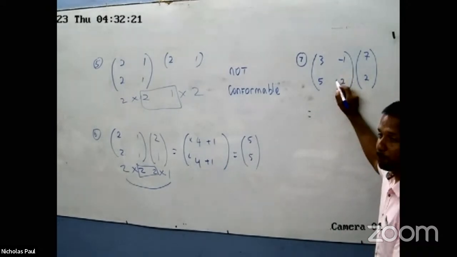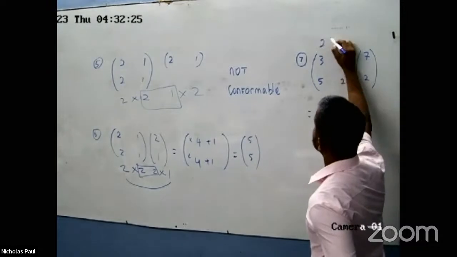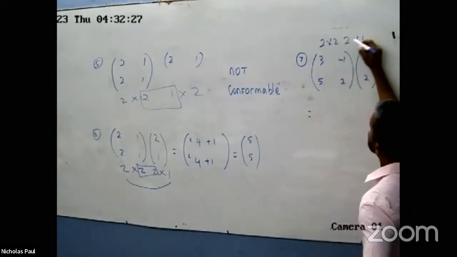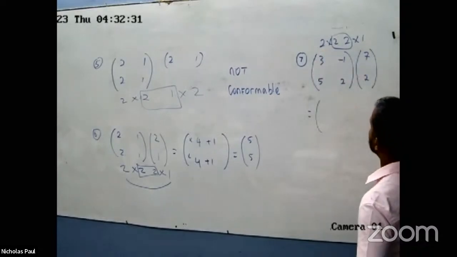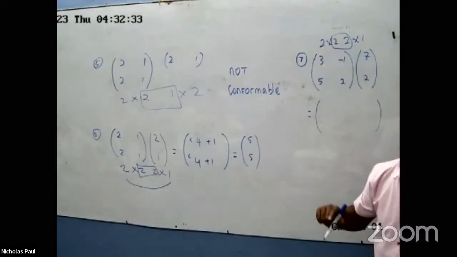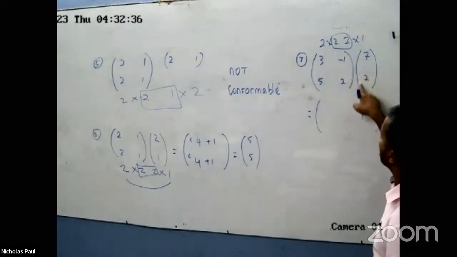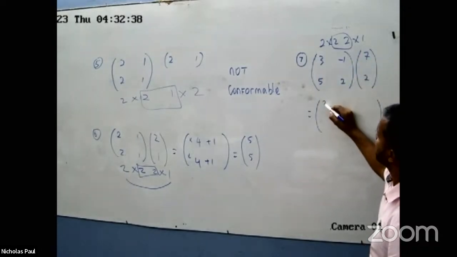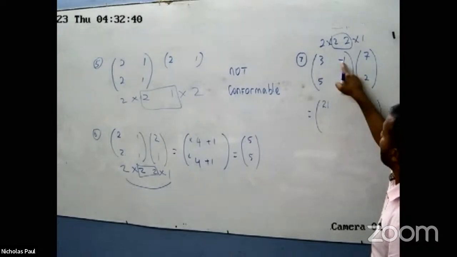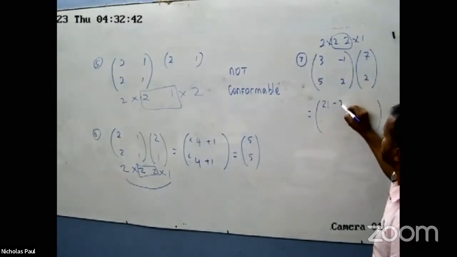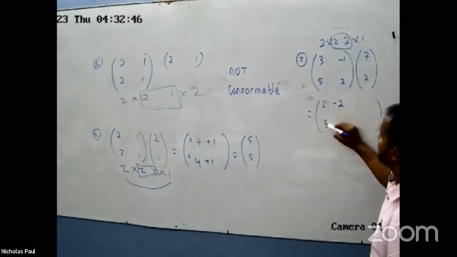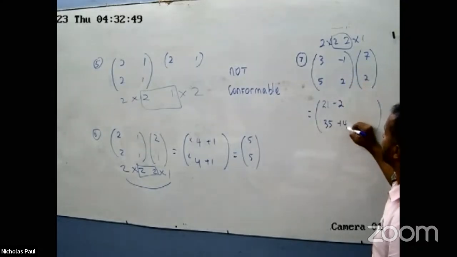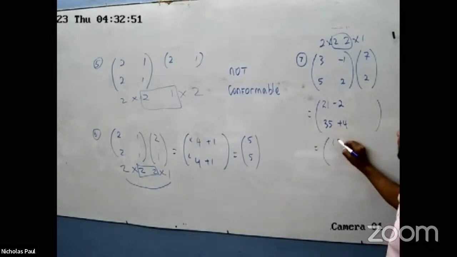So can you multiply this? Yes. It's a 2 by 2 by a 2 by 1. They are the same, so my answer is a 2 by 1. So I'm multiplying row by column: 3 by 7 minus 1 by 2, row by column again, 5 by 7 and 2 by 2. So the answer is 19.